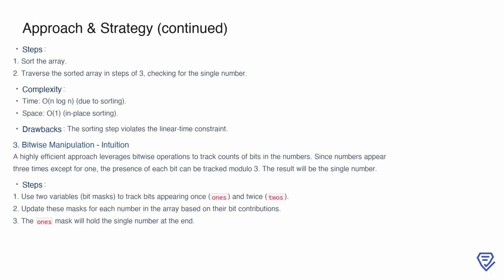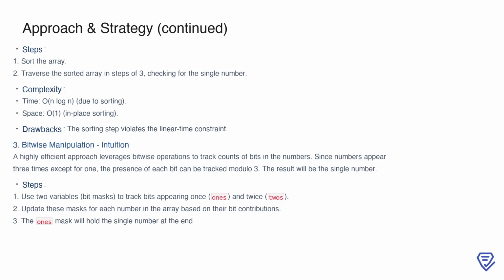Now, a more efficient approach leverages bitwise manipulation. This method is based on the observation that since every number except 1 appears 3 times, the bits of the numbers can be tracked modulo 3. By using 2-bit masks, 1s and 2s, we can track how many times each bit has been set across all the numbers. For each number in the array, we update these masks to reflect whether a bit has been seen once, twice, or 3 times. After processing all the numbers, the 1's mask will hold the bits of the single number, while bits appearing 3 times will have been cleared.